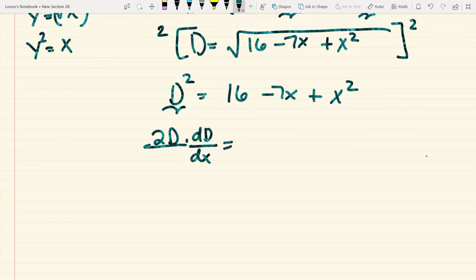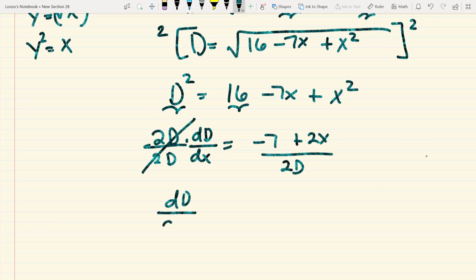And then over here, just take the derivative with respect to x. So this one is 0. The derivative of negative 7x is negative 7. The derivative of x squared is 2x. Okay. What to do next is I want to get dd over dx by itself, so I have to get rid of this 2d. You could divide both sides by 2d. So let's cancel, and you're left with dd over dx equals negative 7 plus 2x over 2d.